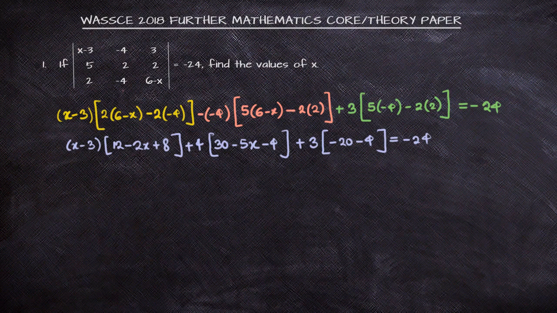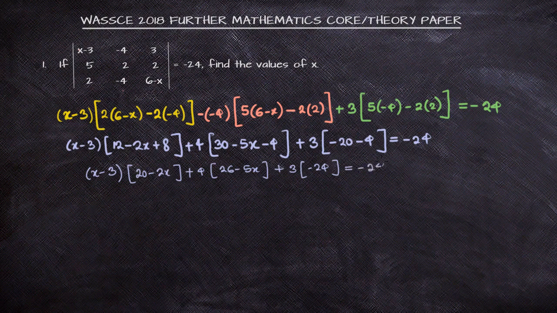Now, if you are to look at this and try to simplify a little with what we are seeing, we are going to notice that our x minus 3 will be multiplying 12 and 8 is 20 minus 2x, plus 4 into 30 minus 4 is 26 minus 5x, plus 3 into minus 20 minus 4 is minus 24, and everything is equal to minus 24.